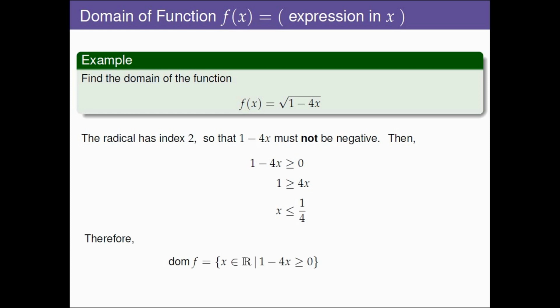So the domain of f is the set of all x where 1 minus 4x is greater than or equal to 0. So if this is true, then x is less than or equal to 1/4. So the domain is the interval negative infinity to 1/4.